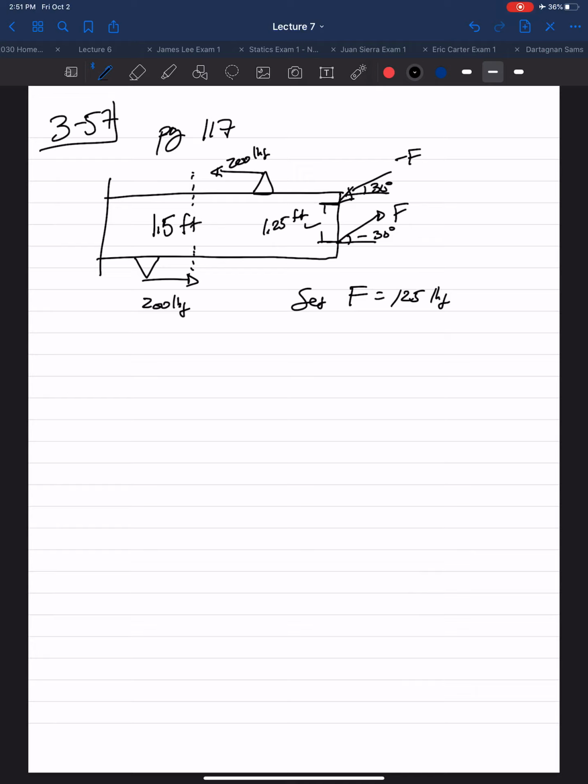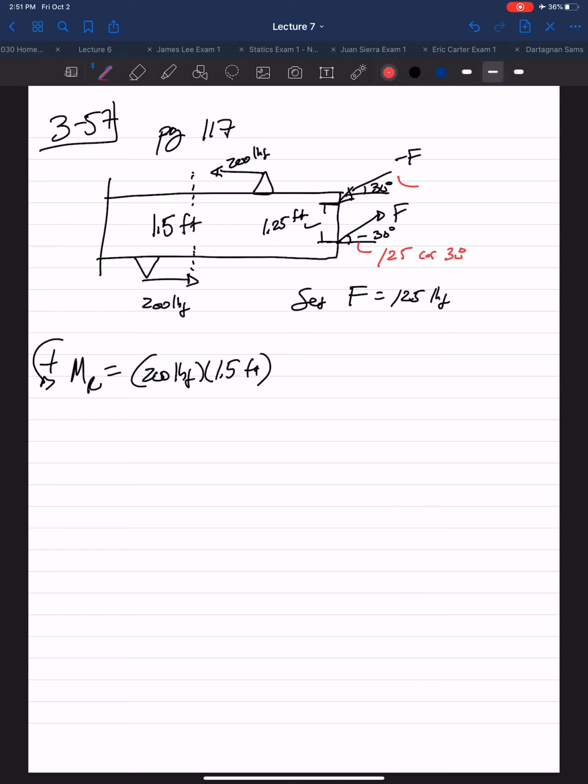All right. So the resultant couple moment is the sum of all the individual couple moments. Well, we said the 200-pound force causes the moment, and it tends to make it go counterclockwise, so it's positive. That's 200-pound force times the perpendicular distance between them, 1.5 feet. For the F's, if you take the X direction component, or the horizontal component, that would be 125 times cosine of 30 degrees. We'll just keep it positive.